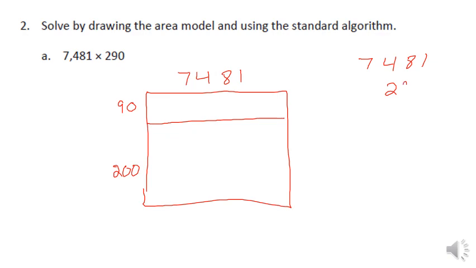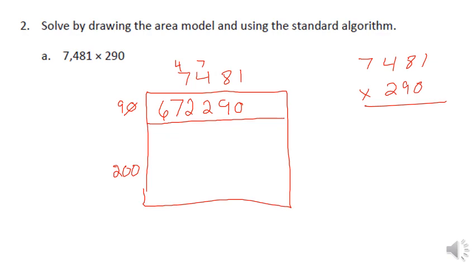That's a standard algorithm. We have 7,481 and we're multiplying that by 290. Now, as far as the area model goes over here, the first thing I would do is multiply 90 times 7,481. So I'm going to put my placeholder in there so I only have to worry about basic math facts. Now I have 9 times 1 is 9. 9 times 8 is 72. 9 times 4 is 36. And 7 would be 42. 9 times 7 is 63, and 4 would be 67.